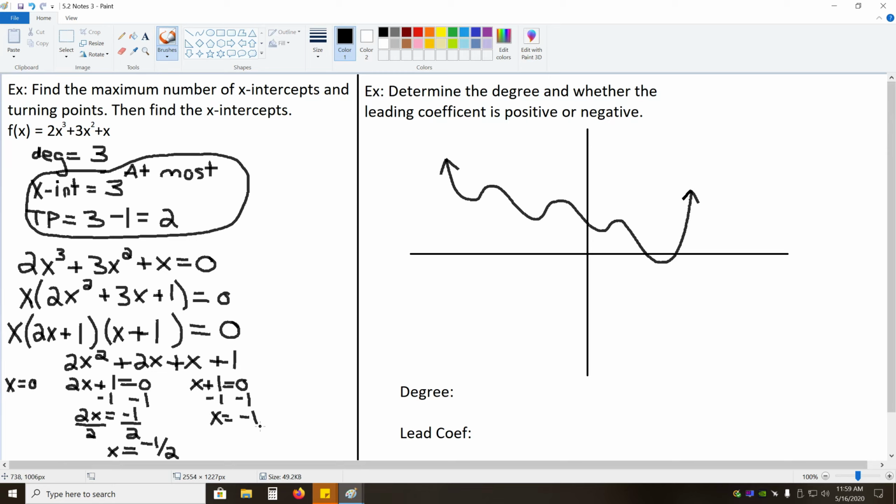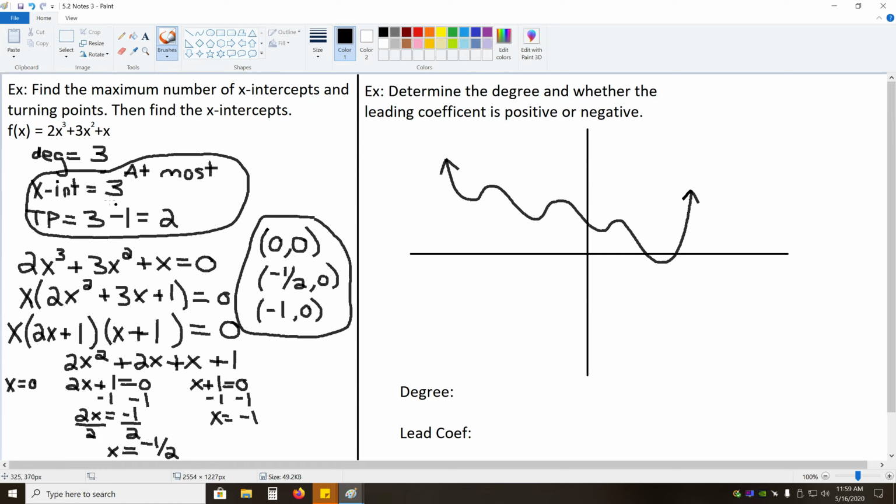So what are our x-intercepts? The x-intercepts are the points (0, 0), (negative 1/2, 0), and (negative 1, 0). If you're wondering where all these y values of 0 came from, that's because we set the equation equal to 0. We set f of x equal to 0. That represents the y value.